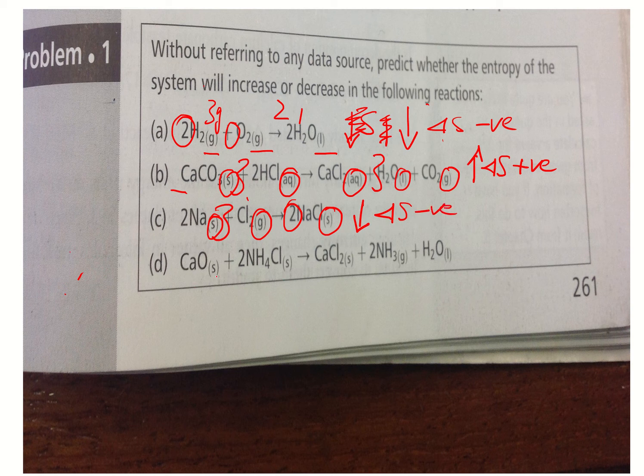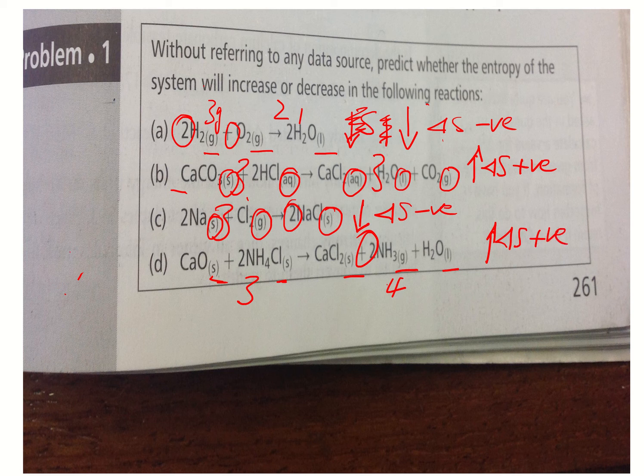Okay, let's look at this one. We have solid, solid, and we have 3 particles. On the right hand side we have solid, gas and liquid. So we have 4 particles, and so 3 to 4, and solids going to gases. Again, that's an increase in your delta S, and your delta S this time will be positive. So that's how you work it out qualitatively.